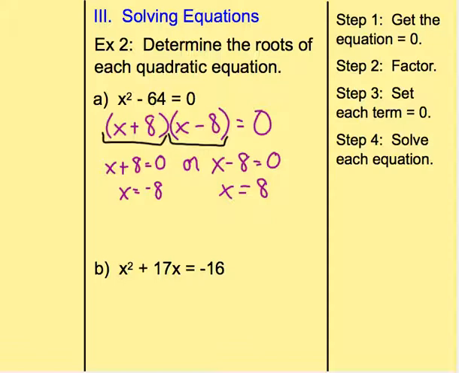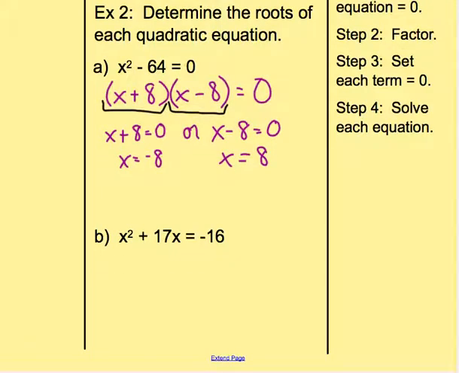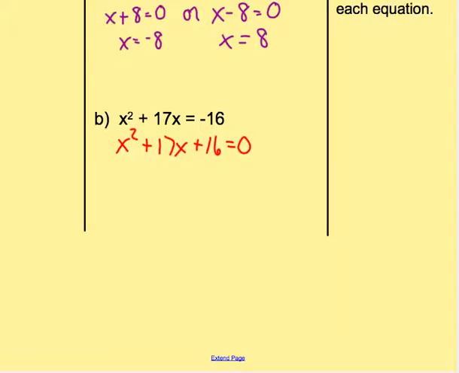All right, we'll look at one more of these and then we'll learn how to write equations. Step 1, get it equal to 0. So this equals negative 16. So I have to add 16 to both sides in order to set my equation equal to 0. Step 2, factor. This is a trinomial with a lead coefficient of 1. My a value is 1, so it's the t-chart method. I don't really need a t-chart on this one. What multiplies to positive 16 and adds to positive 17 is 1 and 16.